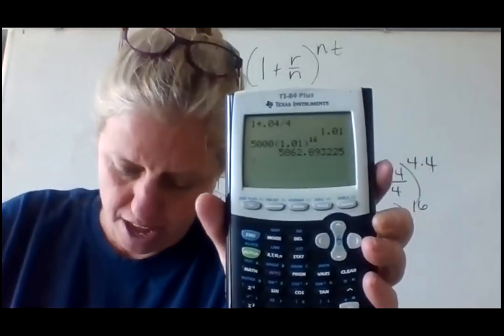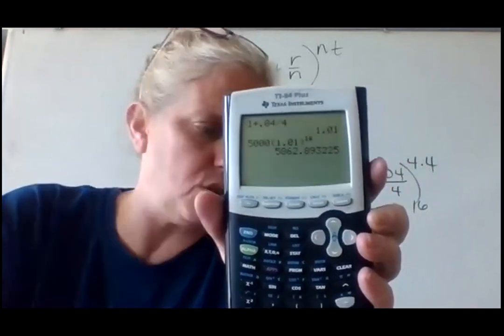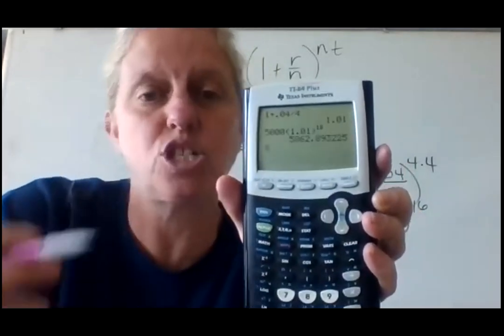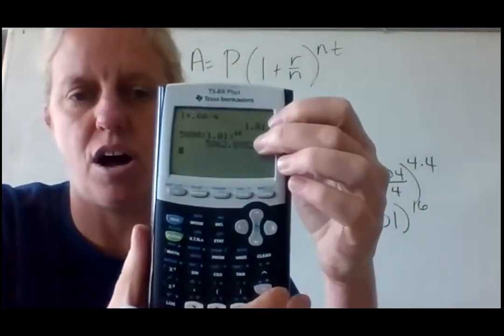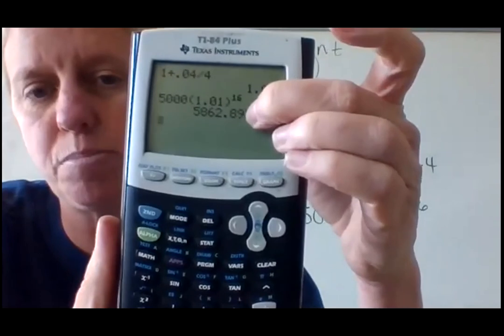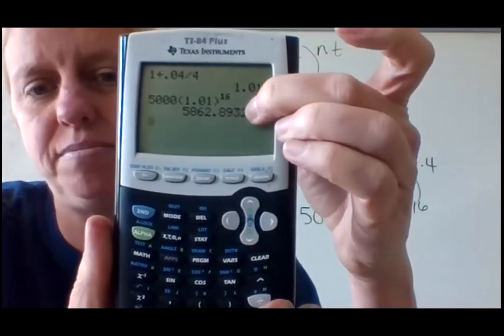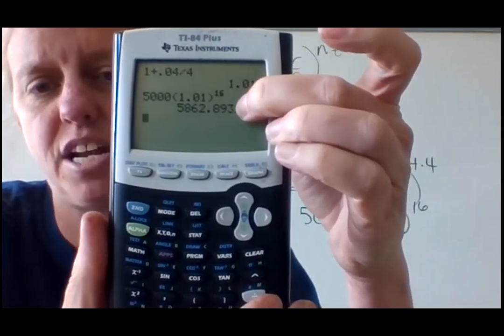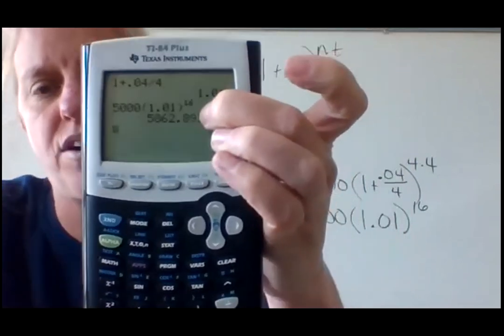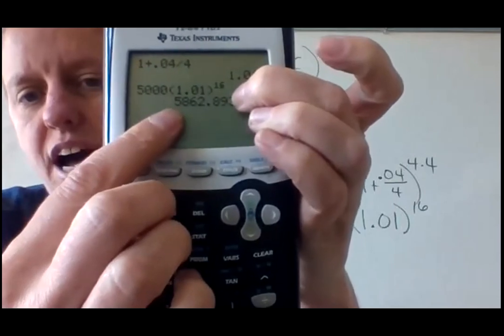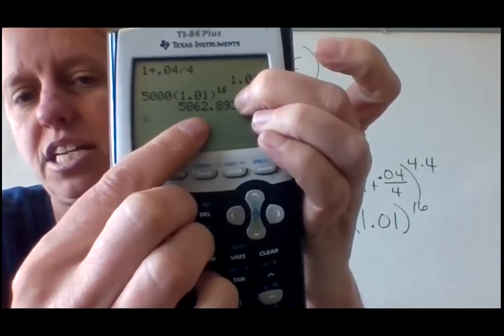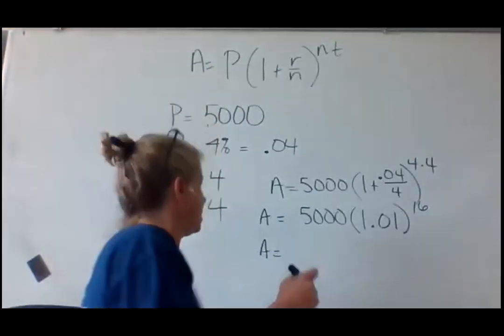So hit enter. This one needs you to round it to the nearest cent. So you always have to pay attention. They'll tell you all different kinds of things. So there's my cents. Do you need to round 89 up to 90? Well, since the number after the 9 is a 3, I don't need to round it up. So I've just got $5,862.89.